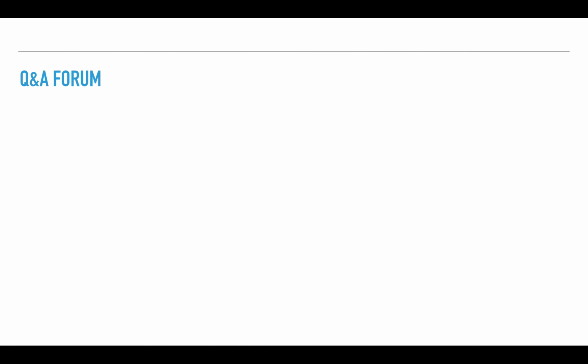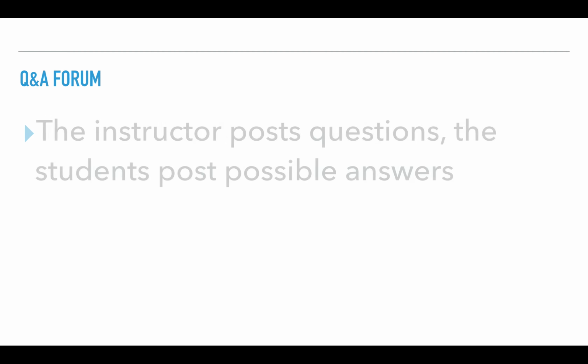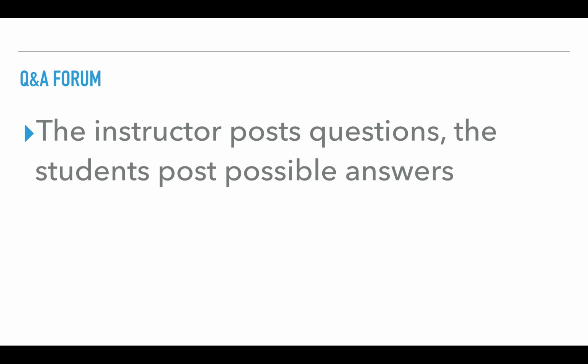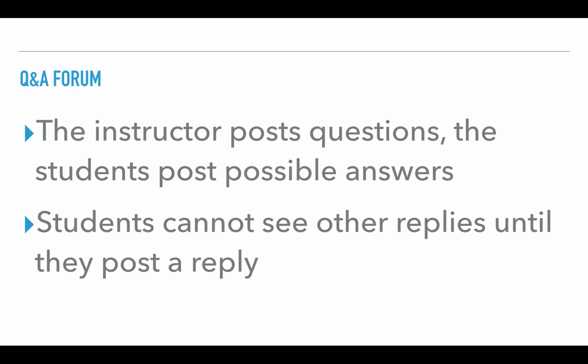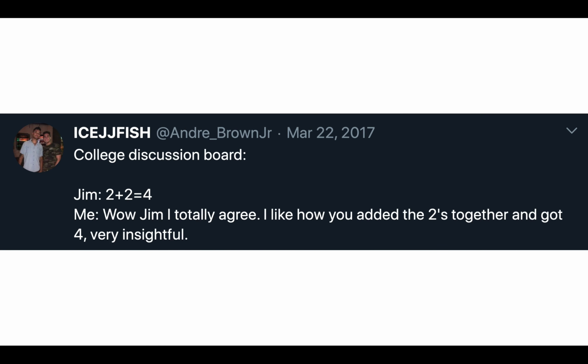The 5th type is the Q&A or question and answer forum. In this forum, the instructor posts questions. The students cannot post questions or new discussion posts, but they can reply to the questions that the instructor poses. The students also can't see replies from other students until they post a reply themselves, which some instructors really like because it encourages the students to be a bit more creative with their responses than they traditionally might be if they can see what other people have said before they post their own.